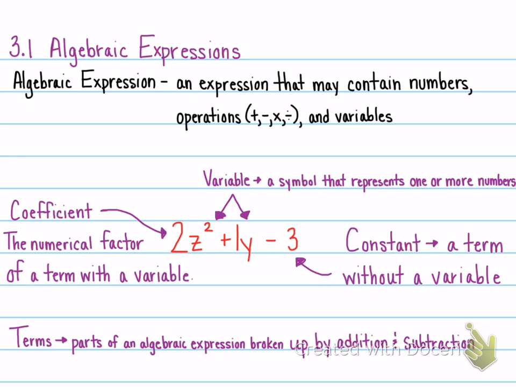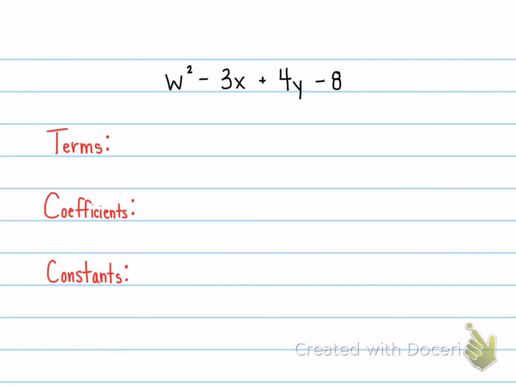So what we're going to do is try to point this stuff out in an example expression. We're looking at w squared minus 3x plus 4y minus 8. When we talk about how many terms this expression has, remember terms are separated by pluses or minuses. It has 1, 2, 3, 4 terms, because those are where we're separated.